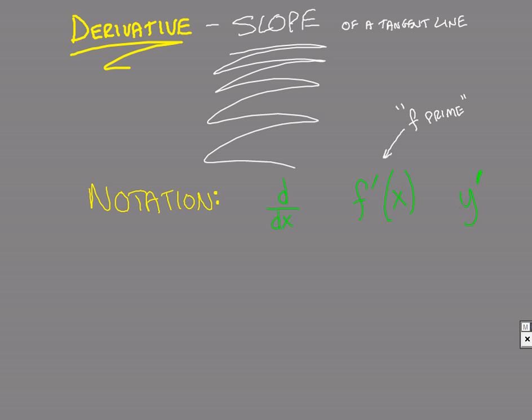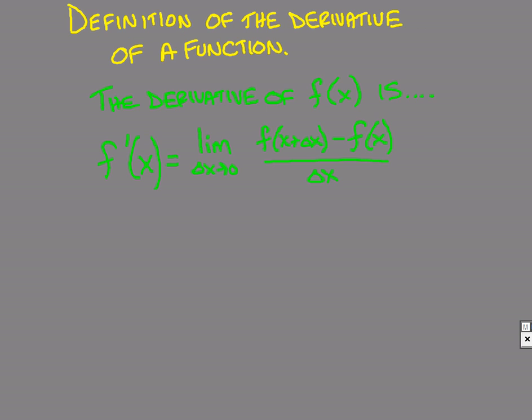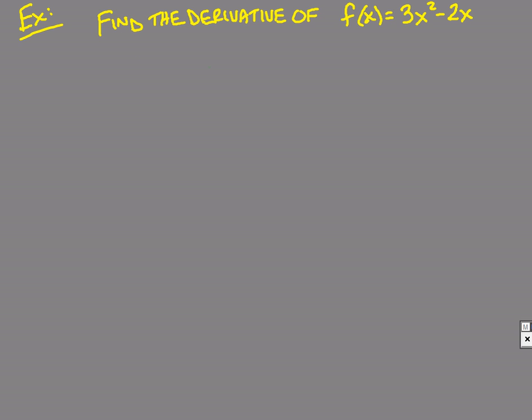And the definition of a derivative, it should look really familiar from your tangent line problem. The derivative, f prime of x of a function, is just the limit as delta x approaches 0 of this function as x changed. F of x plus delta x minus f of x over delta x. So, to show you how this is done, here's an example that we tried to do in class. Find the derivative of f of x equals 3x squared minus 2x.